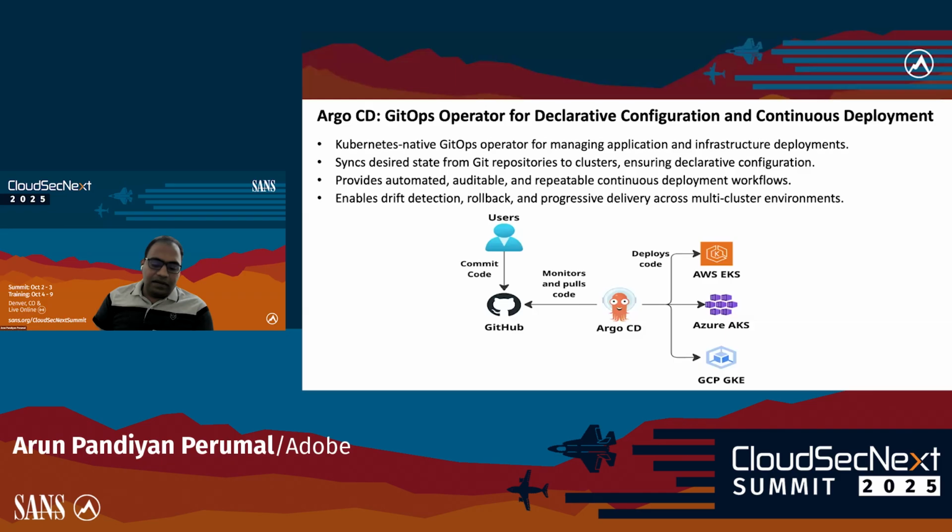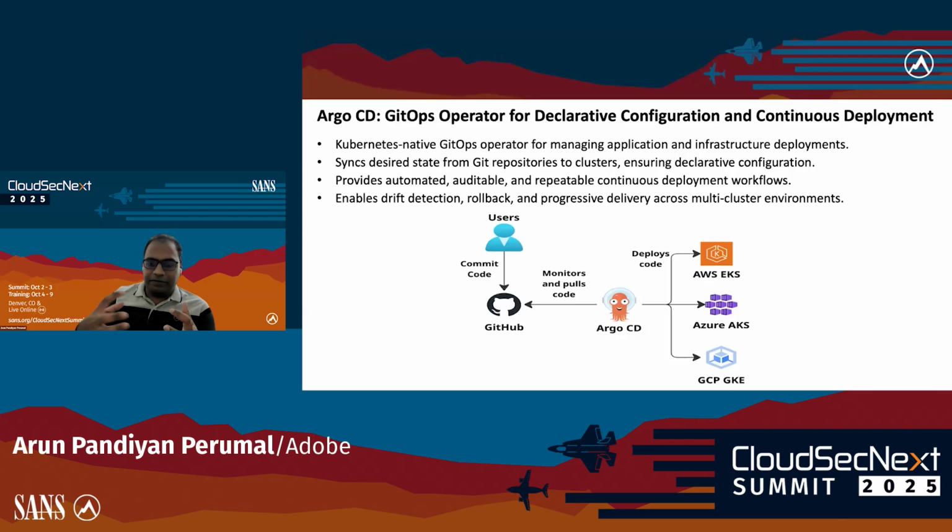That means the entire environment is defined declaratively as code, version controlled, and always aligned with the code committed in Git repositories. This approach gives us automated, auditable, and repeatable deployment workflows. So we don't need to code things multiple times.